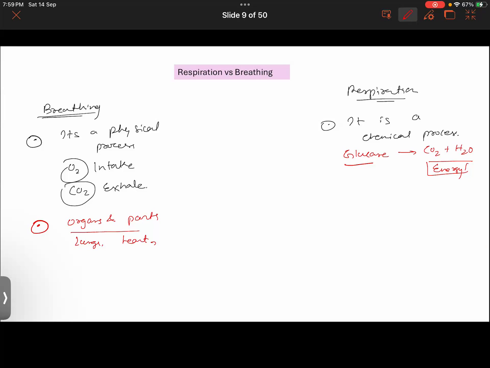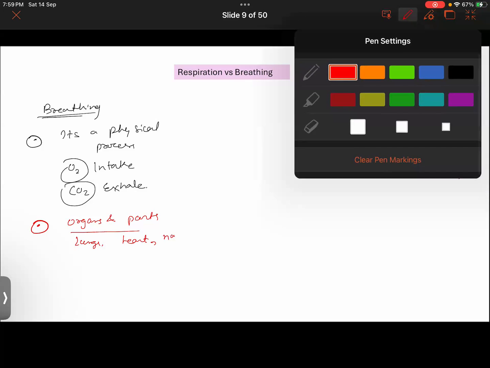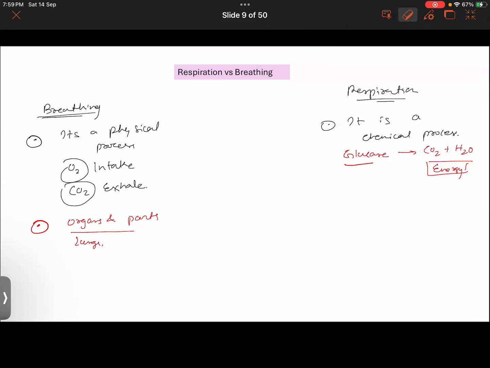The nostrils. Why are you saying heart? I didn't pay attention here. So why are you counting the heart in it? No, the heart doesn't have any function there. Okay, the function of the heart is to pump the blood.